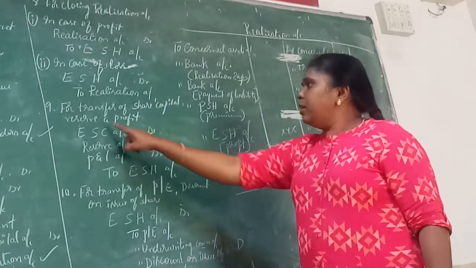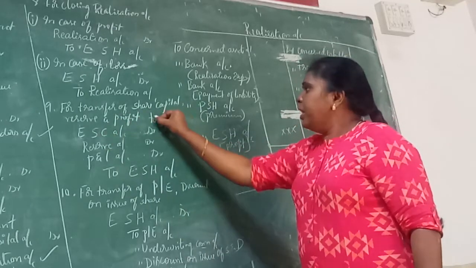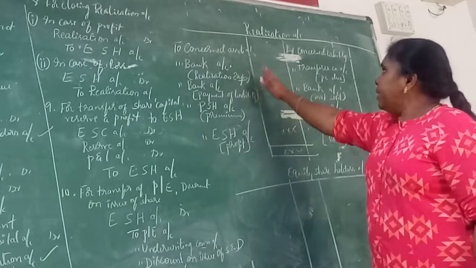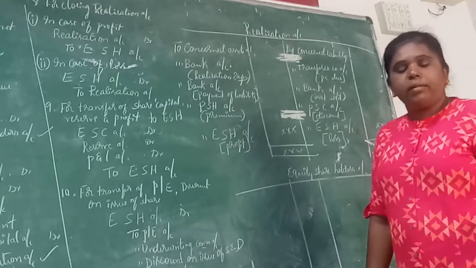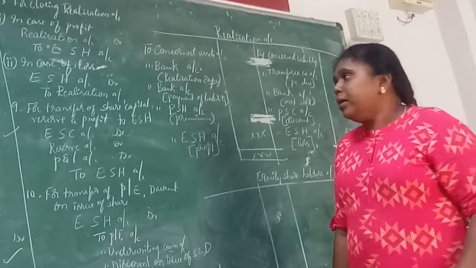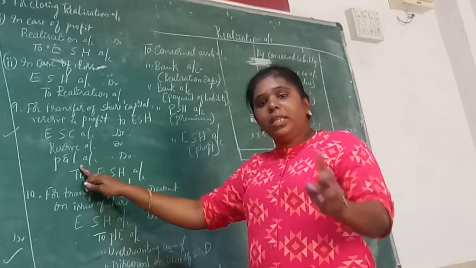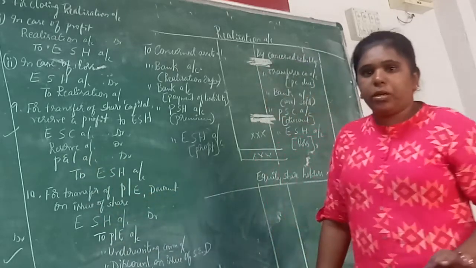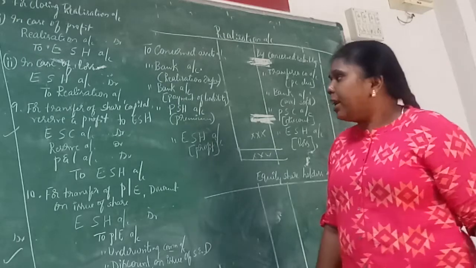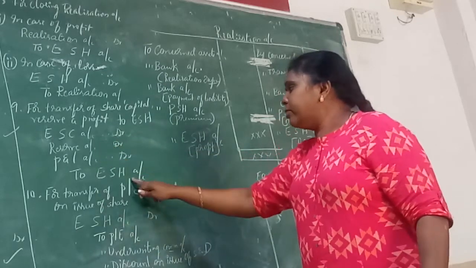Next, come to this. For transfer of share capital, reserves and profit to equity shareholders account. Whatever the assets and liabilities are there will be transferred to realization. That means the transferring company is going to take over its assets and liabilities. But the company has equity share capital, reserve, P&L account. So this has to be taken over by the equity shareholders, because equity shareholders are the owners of a company. They have the right to claim on the capital, reserve and P&L. So that should be transferred to equity shareholders.